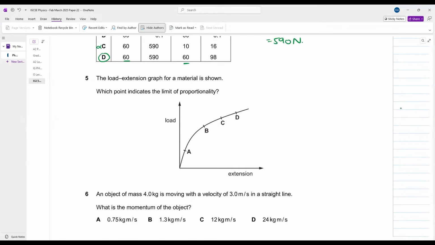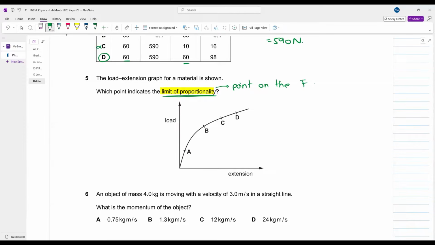The force extension graph for a material is shown. Which point indicates the limit of proportionality? What was the limit of proportionality? How do we define the limit of proportionality? Any ideas, geniuses? What was the limit of proportionality? It is a point on the force or load versus extension graph where the line stops being linear.